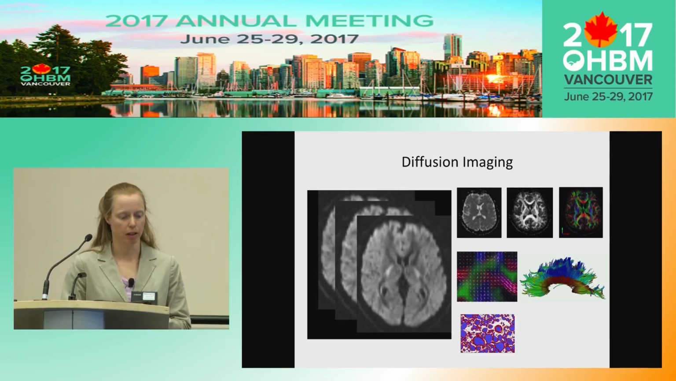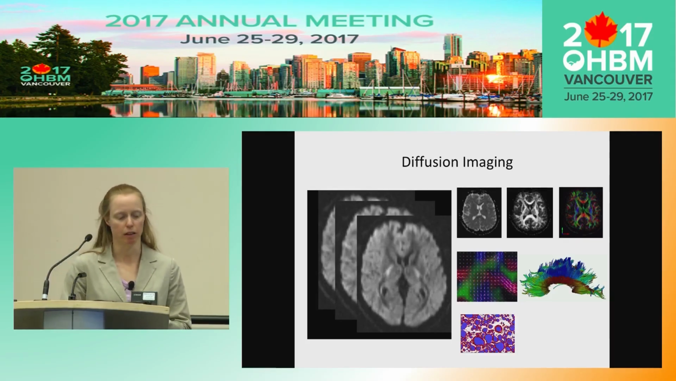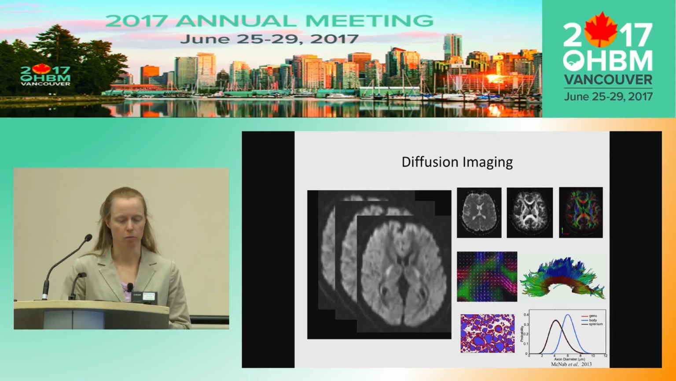We can also look at microstructure. This is not a diffusion image. This is a segmented electron micrograph. But with diffusion imaging, we can glean a lot of the information you see in this micrograph, such as the ratio of the extra to intra-axonal water volume, and the average axon diameter, and even distributions of axon diameter.